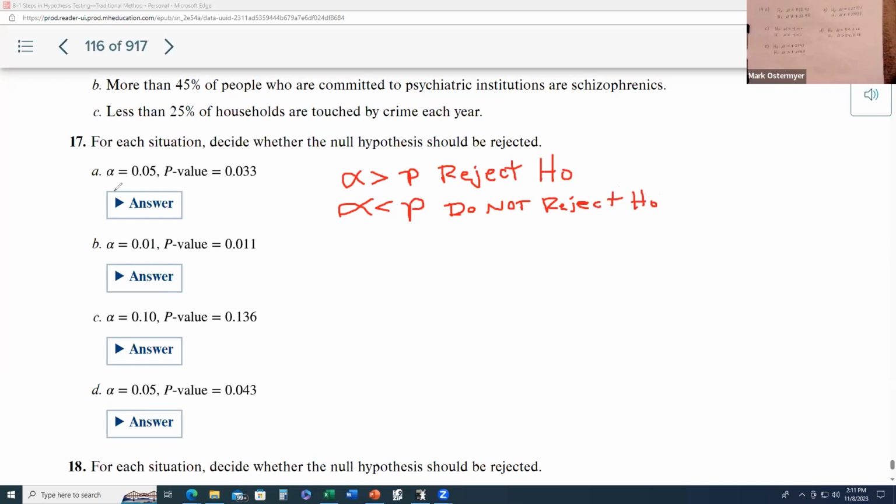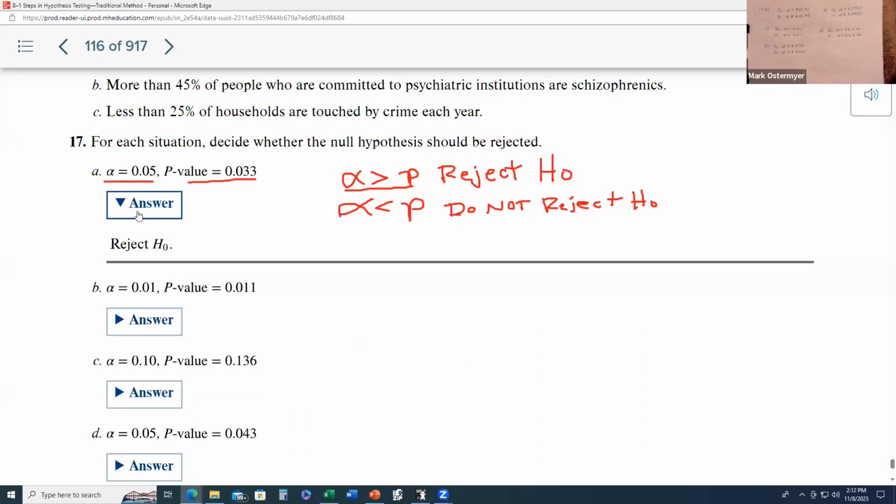All right, how about for like 17a? Would I or would I not reject the null hypothesis? There's alpha and there's your p-value for a particular test. What do you think? Reject it. Yes, your level of significance 5% is greater than your p-value, which is about 3.3%. So in this case, because alpha is greater than your p-value, we would reject the null hypothesis. And that would be your answer for that one there. Reject the null hypothesis. You see that there?